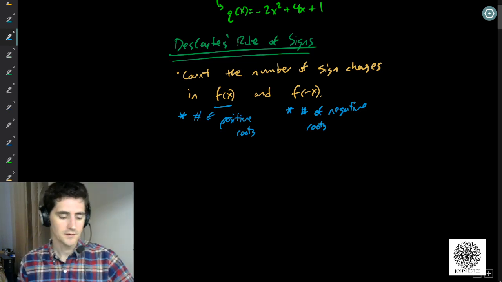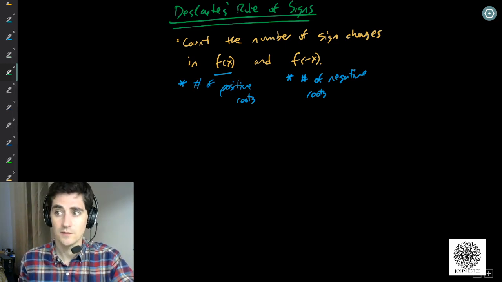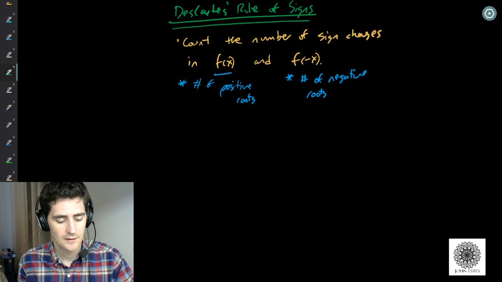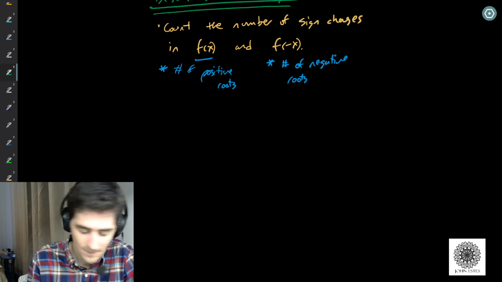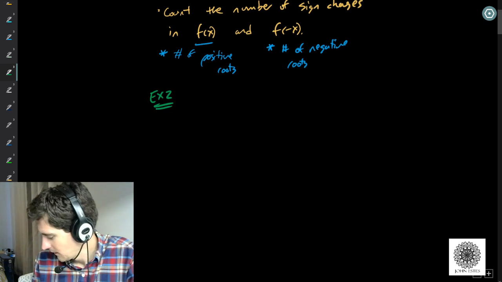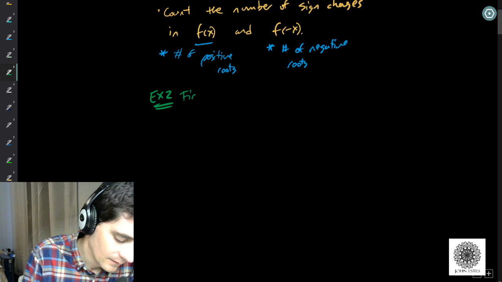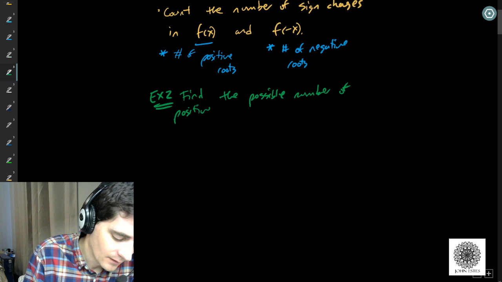All right. So let me show you an example. I think this will make a lot more sense if I do an example as opposed to just writing out these long theorems, because I just don't know if that'd be a good use of our time when I can just quickly explain it. So example 2. This is example 2 from the text. Find the possible number of positive and negative roots.